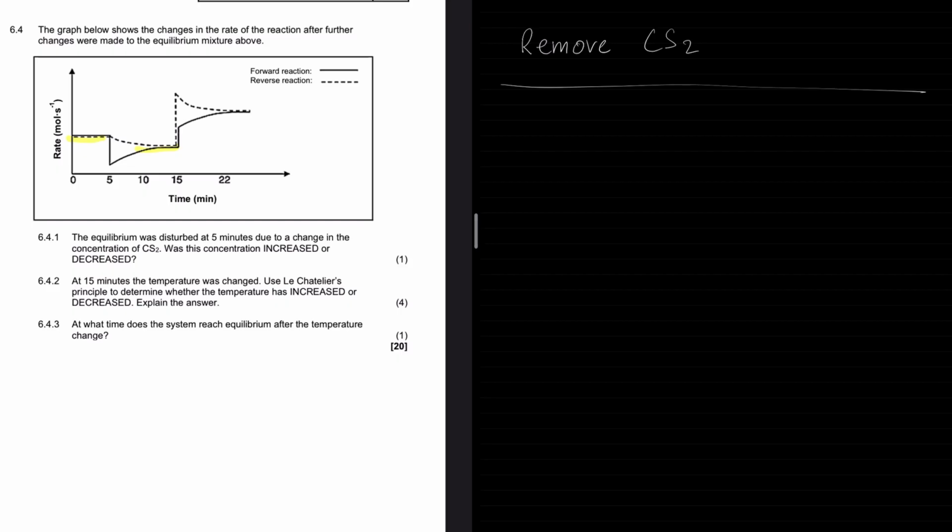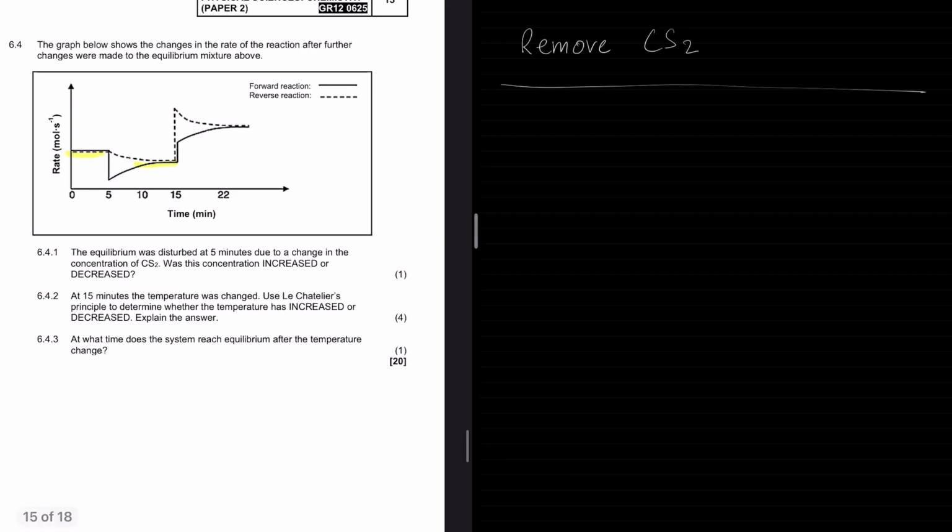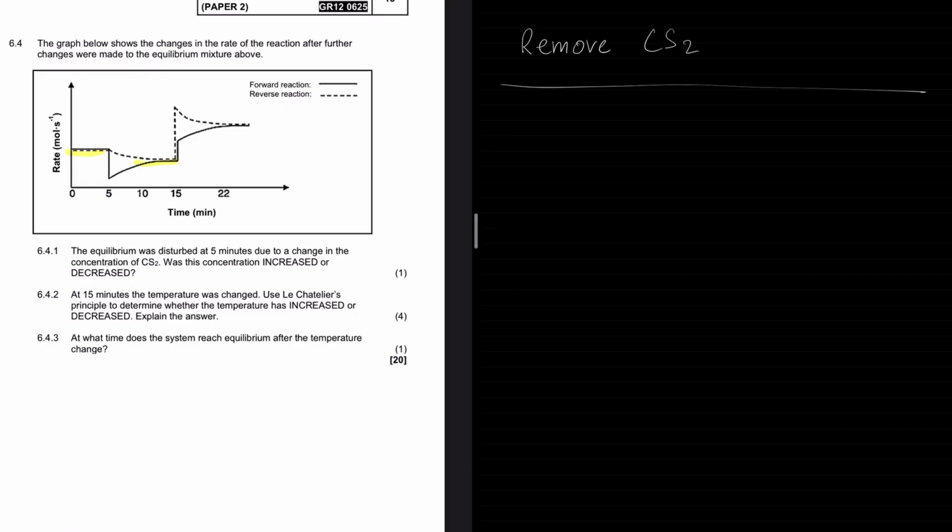6.4.2. At 15 minutes, the temperature was changed. Use Le Chatelier's principle to determine whether the temperature was increased or decreased. Explain the answer. Now, we don't necessarily need to use Le Chatelier's principle to determine whether the temperature was increased or decreased. If we just know that the rate increased, and we can see clearly that the rate went from here to here. Now, the rate of a reaction will increase if the temperature increases. And that's because if the temperature increases, the particles have more kinetic energy, more effective collisions, and a higher rate.